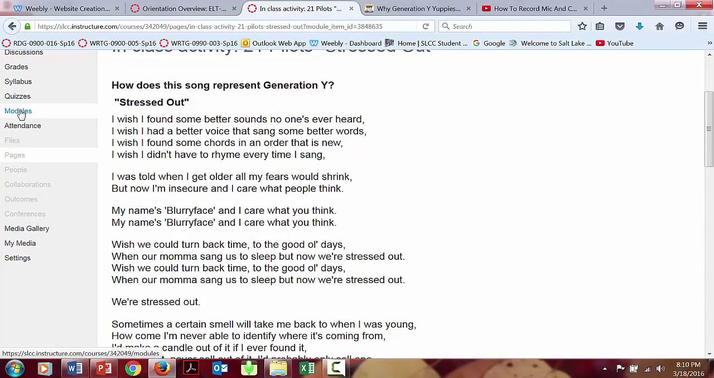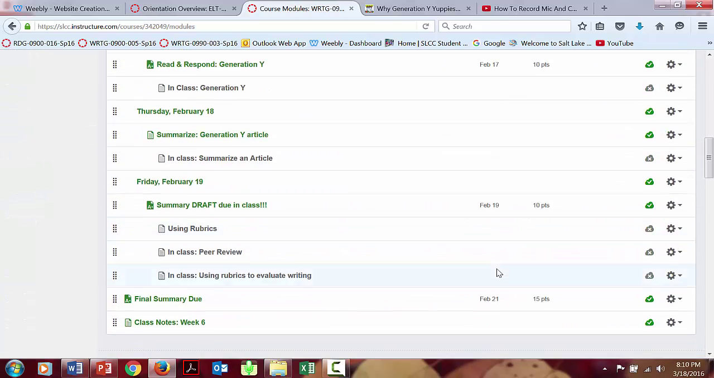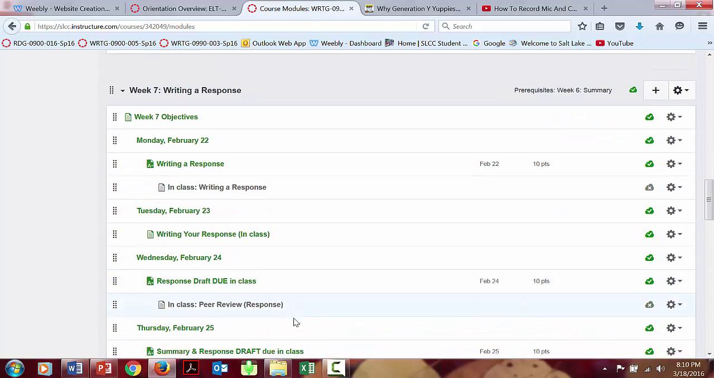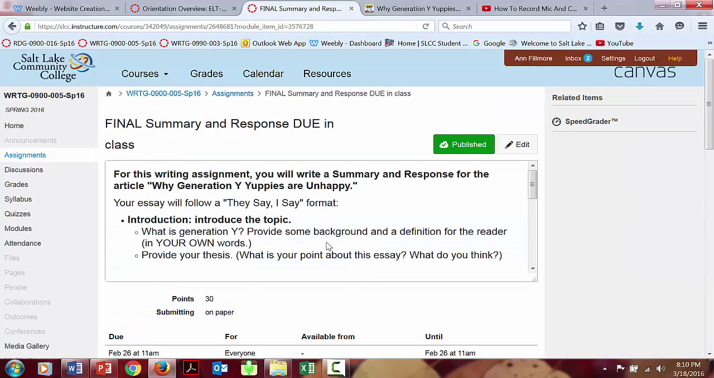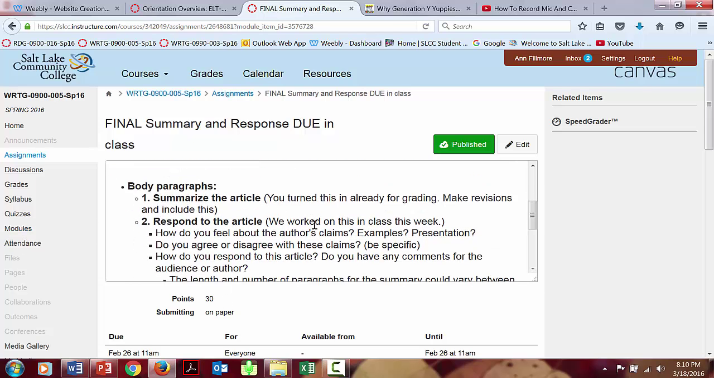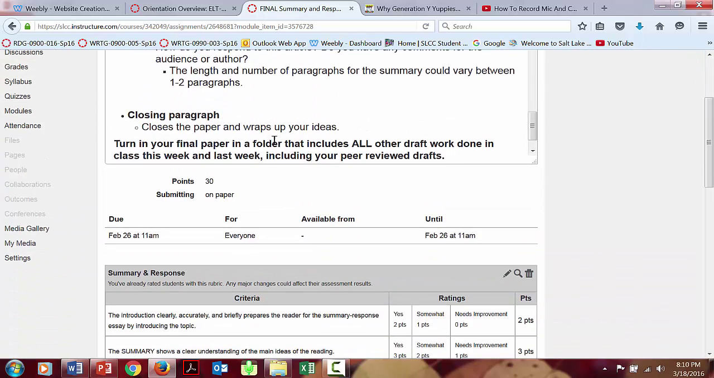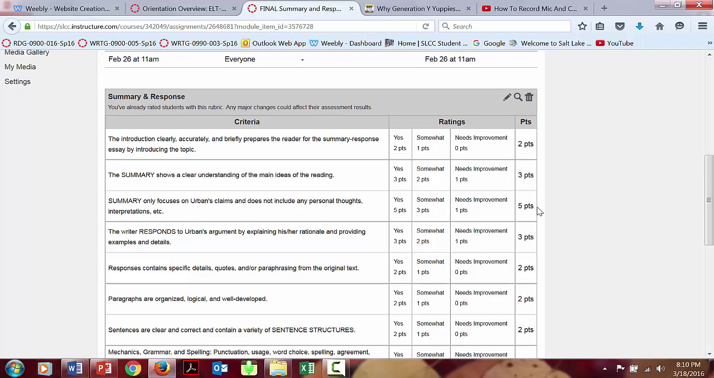Anyway, let's go back to the modules. I'm sorry this is taking so long, but I want you to get an idea of how this is organized. If we go to the final summary and response, this is one they turned in on paper in portfolio. Here, this is the final assignment. It brings them through how to do this, which we've talked about in class as well. But then you have the rubric right here as well.